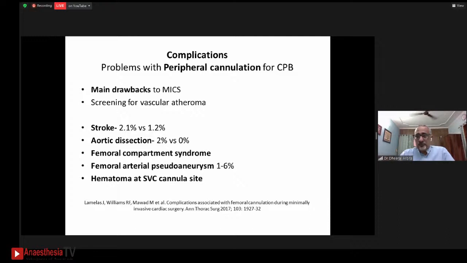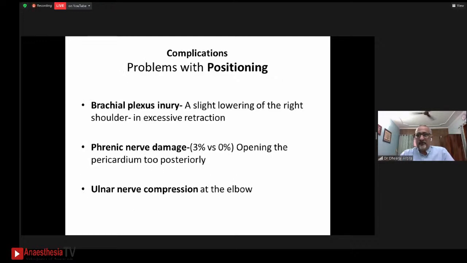The incidence of stroke is quite frequent as compared to open surgeries, 2.1 to 1.2%. Aortic dissection is also there as compared to open surgery. Another important complication is the femoral compartment syndrome. Then femoral arterial pseudoaneurysm is also 1 to 6%, and hematoma at the SVC cannulation. So whenever we are putting the SVC cannula, we should always take care of that area. We have to look for any hematoma.